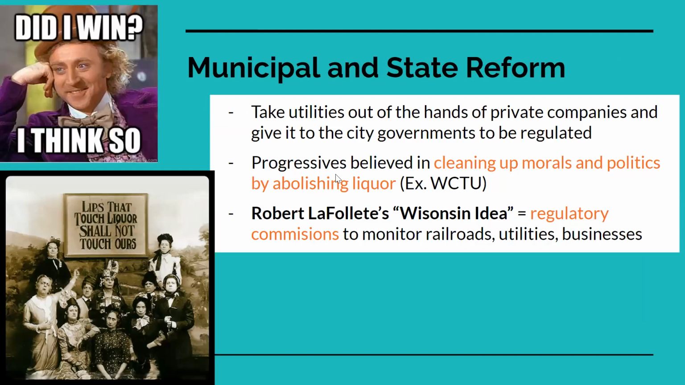Some other things were happening during this time as we're trying to clean up the cities. You have temperance and prohibition starting to be advocated for, but they're not getting anything done just yet. But the big thing here is that Robert La Follette's Wisconsin Idea argues that we should have permanent regulatory bodies to monitor things like railroads, utilities, and businesses, primarily utilities. We're trying to get a lot of the things that feel public in nature regulated.